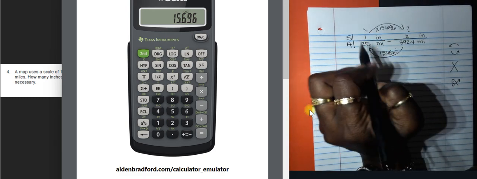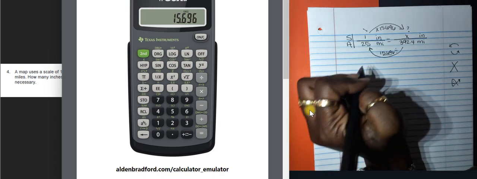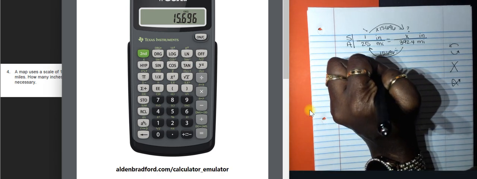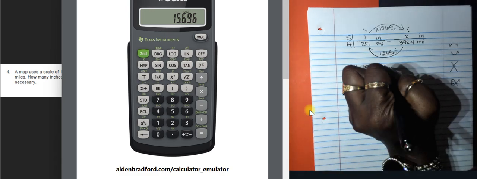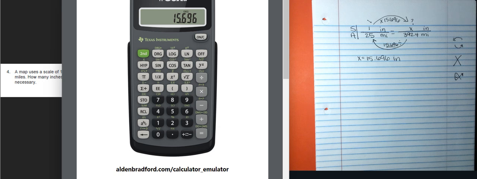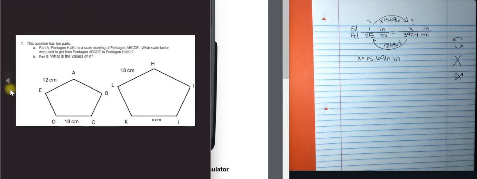And when I plug that in times 1, I don't even need to do that. That should be mental math. 1 times any number should always give you that number. So X should be equal to 15.696. Remember your units. So we were talking about inches. Now go back to our problem, because if you give this, you may get the wrong answer. And it's not because your answer is wrong, but because you didn't give them what they were looking for.